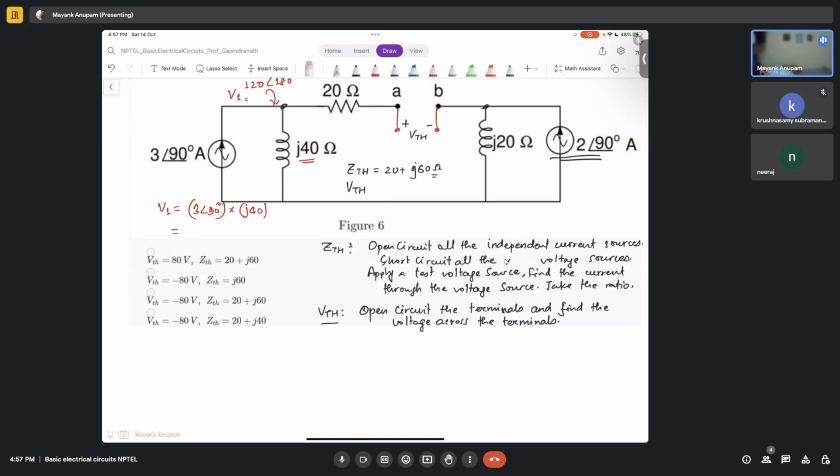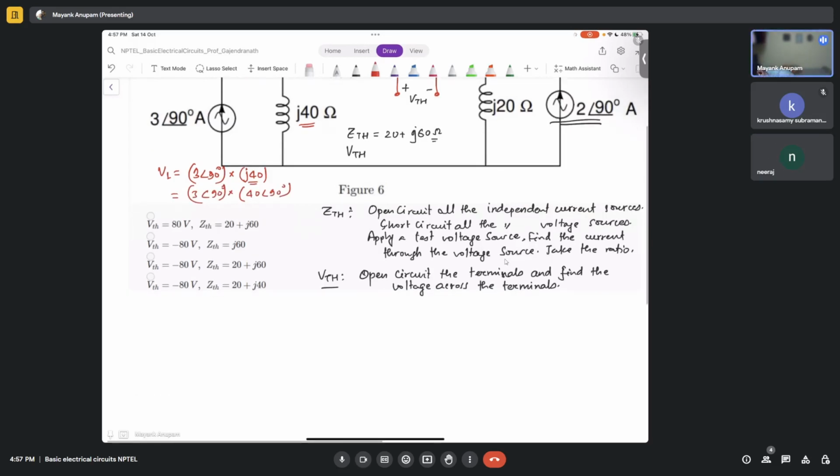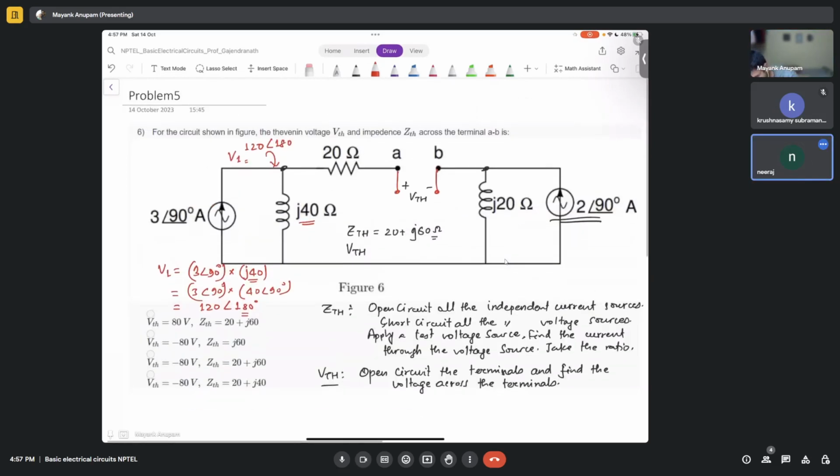So simply multiply. How do you multiply two polars? First convert this j40 in terms of angle. So this is 3 angle 90 and this is 40 angle 90, right? So how do you multiply two polars? You simply take the product of the magnitudes, which is 120, and the sum of the angles. So this is what I have done here. All right. What is the voltage here? V2. 40 angle 180, right? Again the same thing.